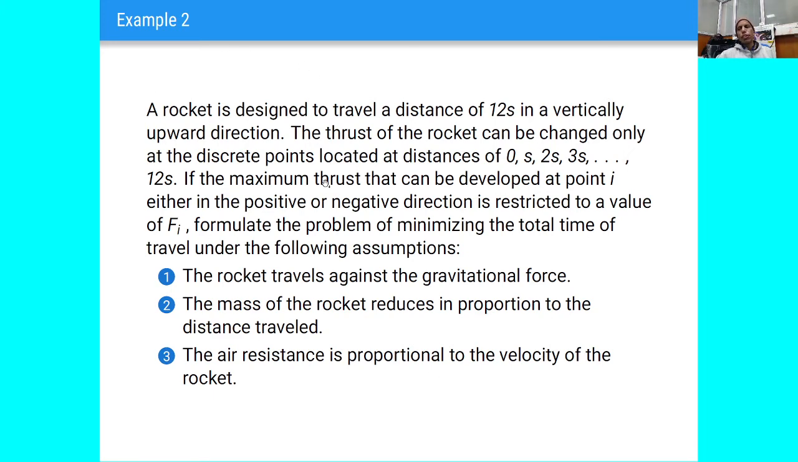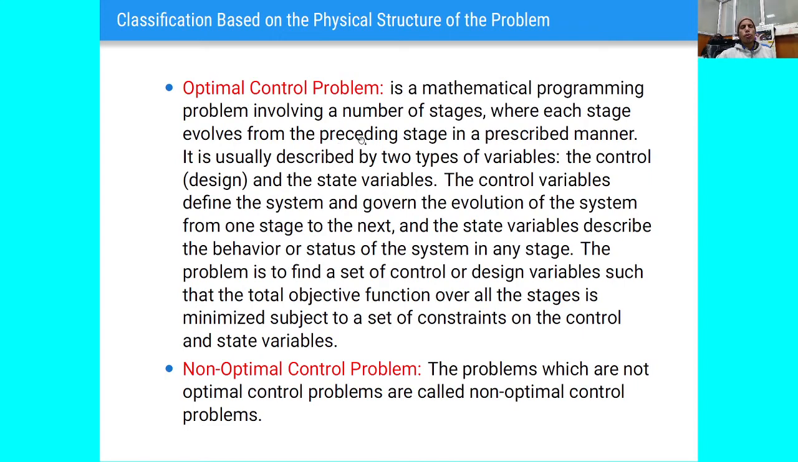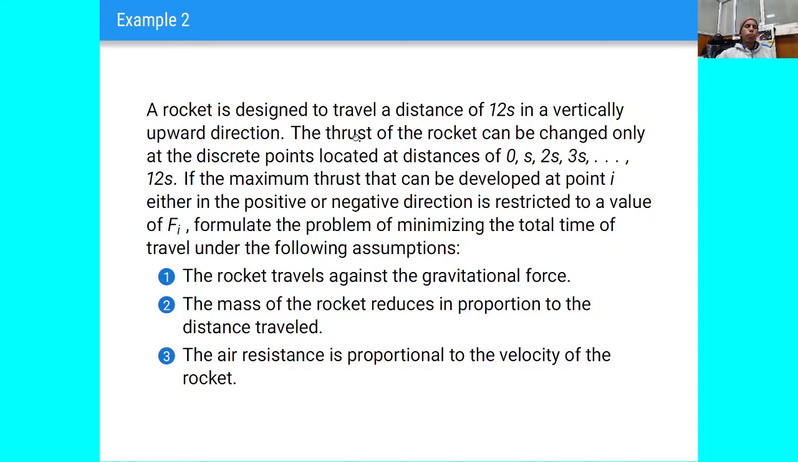This is a problem related to the optimum control problem. Okay, so in an optimum control problem, as I told, there are a number of stages, and each stage is evolving from the preceding stage. So let us take one example of this. A rocket is designed to travel a distance of 12 seconds in a vertically upward direction.